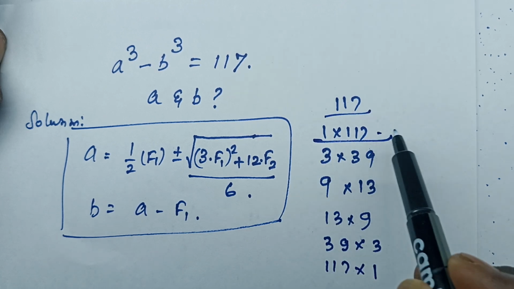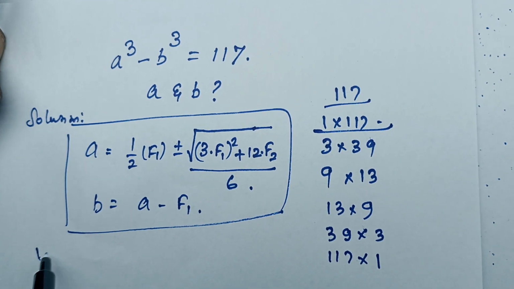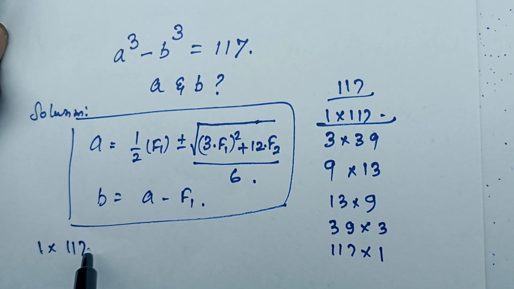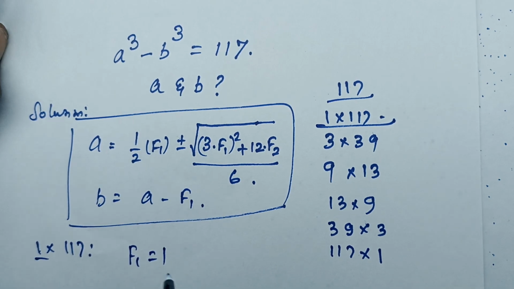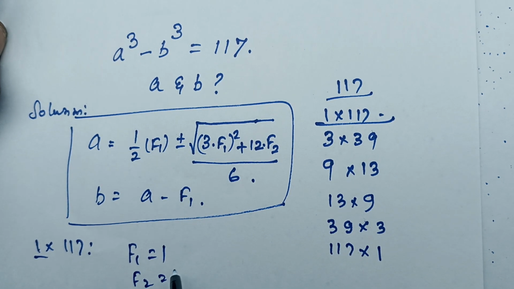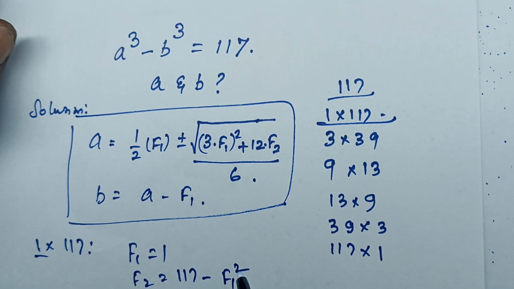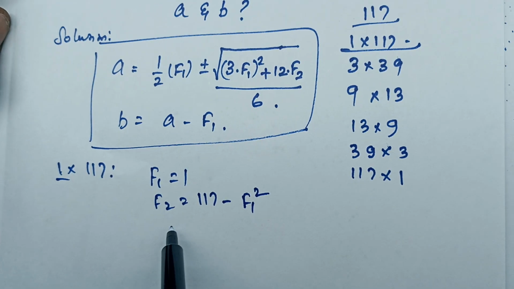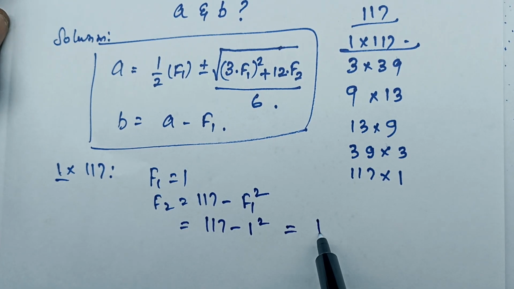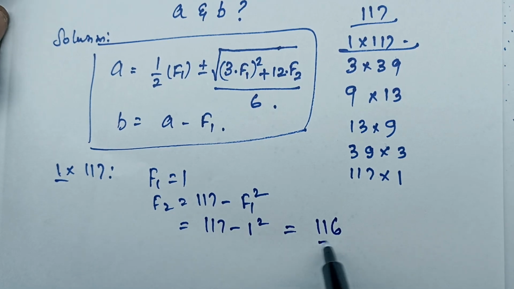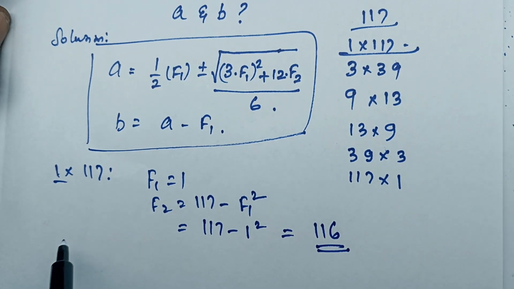Now take this one, 1 into 117. Here f1 is equal to 1 and f2 equal to 117 minus f1 squared. That means 117 minus 1 squared equal to 116. Substitute the value.